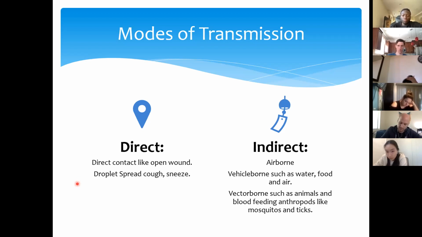So vehicle-borne, so water, food, and air. That would be when we say we got food poisoning from food that wasn't cooked properly, that would be an example of indirect. And then vector-borne, so animals or blood-feeding arthropods like mosquitoes and ticks. So vehicle, water, food, air, vector, animals.